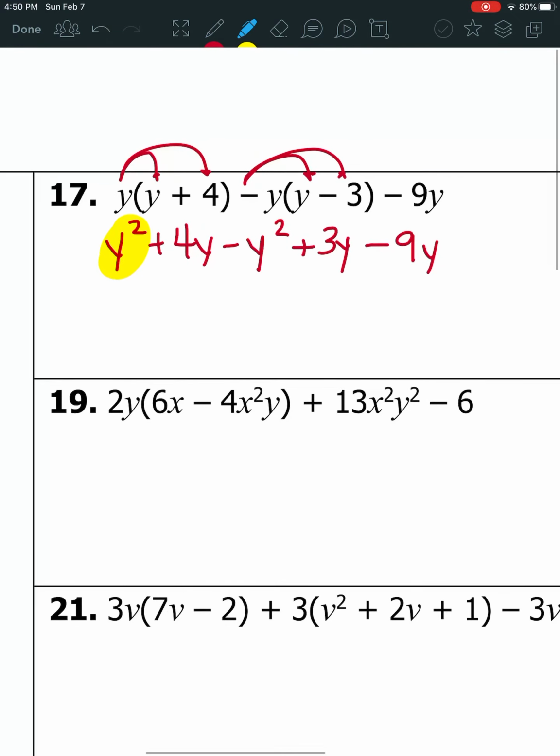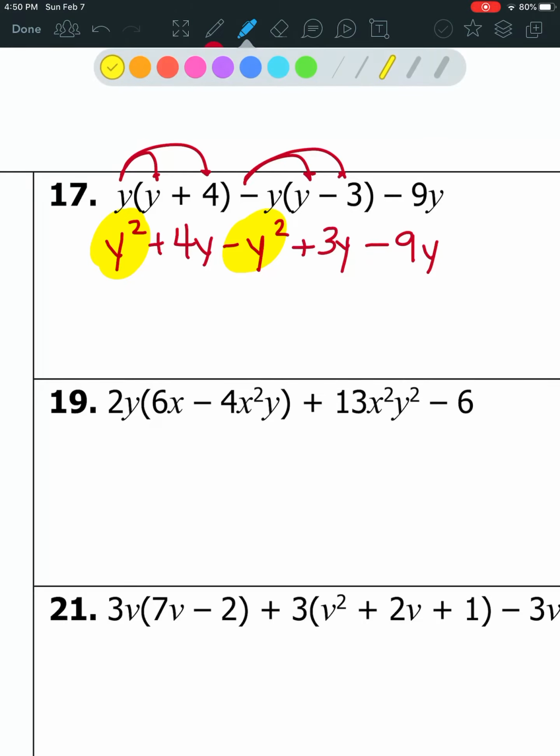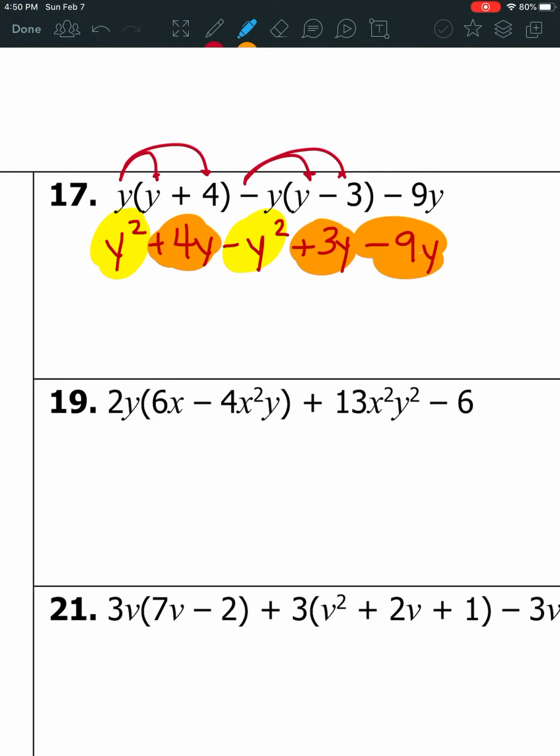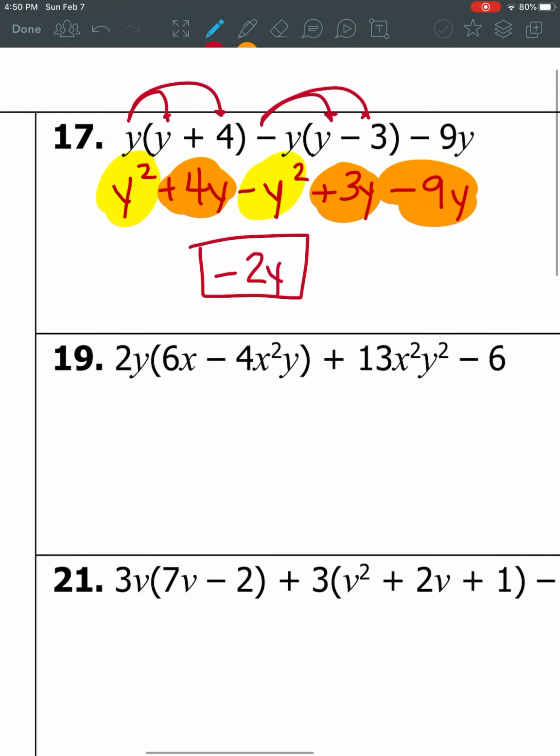Now we have lots of things we can combine. I'm starting with the highest power, so y squared minus y squared. Well, that's 0. Those end up canceling out completely. Then we have 4y plus 3y, so we now have 7y. 7y minus 9y, so we get negative 2y. Simplifies down to one term, a monomial. Let's do it again here.